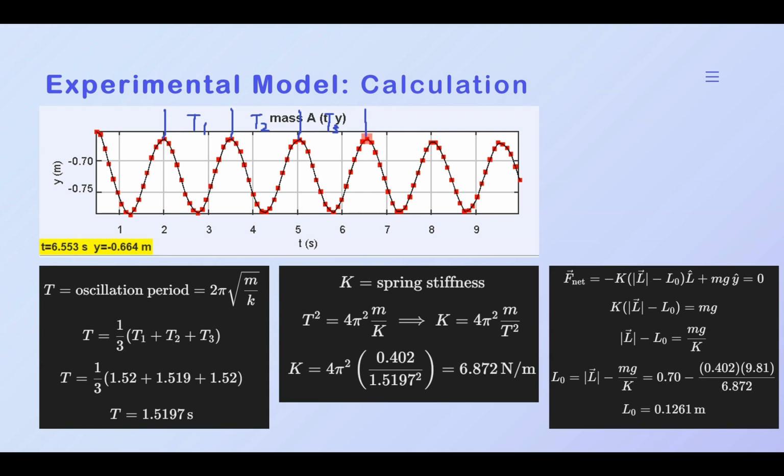Based on the data extracted from Tracker, we then calculated the spring stiffness and the relaxed length, which were ready to be used as data for the initial state of the GlowScript model.